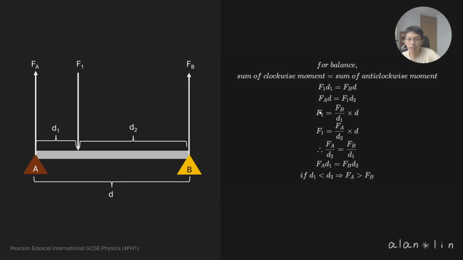And the answer to this lies in mathematics. If you do some algebra, you rearrange, you substitute, you would end up with this final equation: FA times D1 equals FB times D2. FA is force A, D1 is the distance between force A and the position where the downward force is exerted, and this is FB and this is D2. So FA times D1 would represent the moment caused by force A about this point, and FB times D2 would represent the moment caused by force B about this point.